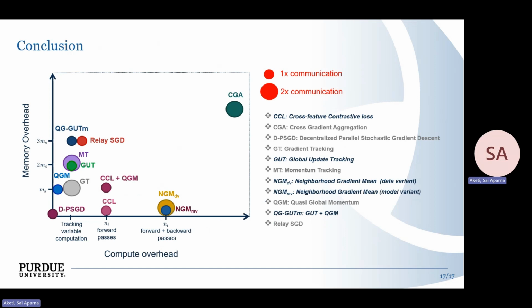And in summary, we also show different decentralized learning algorithms with respect to their memory, compute, and communication overhead. This gives a picture of where CCL stands with respect to all the other algorithms in terms of the overheads it introduces.